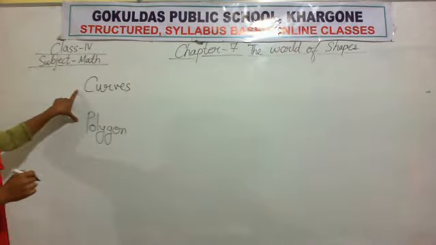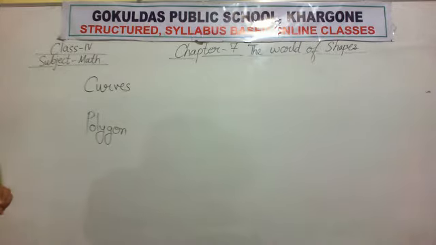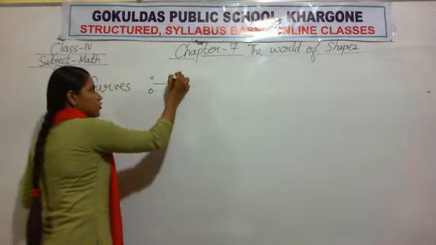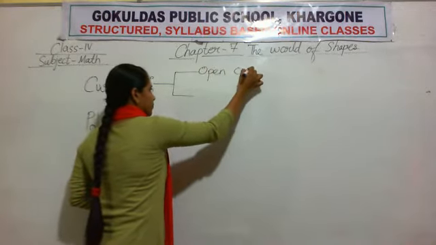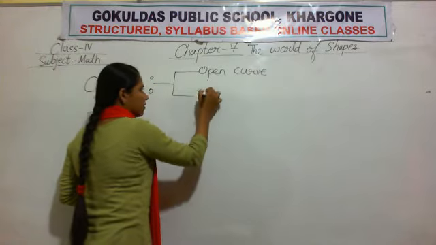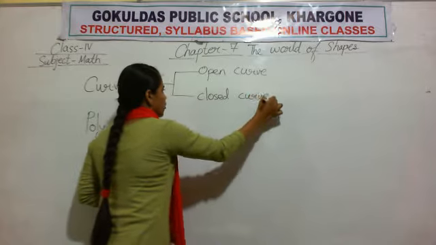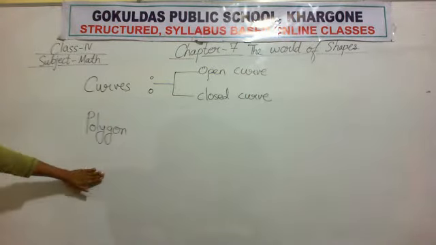Basically these 2 points we will discuss. First one is curve and another one is polygon. Now what is curve? We will discuss 2 types in curve. First one is open curve and next type is closed curve. We will discuss curve, types of curve, and polygon.